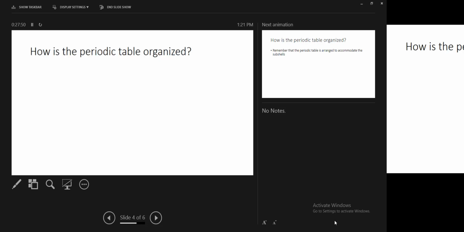All right. So now let's get into lesson 9. This was all review of lesson 8, maybe taking it to the next step. And now this is lesson 9. How is the periodic table organized?